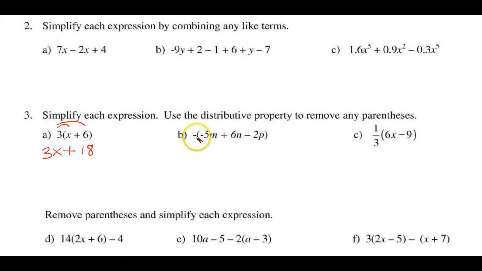Now, an interesting observation here is when there's a negative sign in front of a parenthesis, basically the only thing you have to do to remove the parenthesis is just change all these signs. So once again, if there's a negative in front of a parenthesis, the only thing you need to do is to change each of these signs. So this would become a positive 5m, a negative 6n, and a positive 2p.